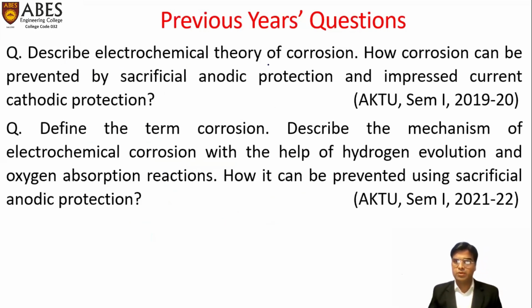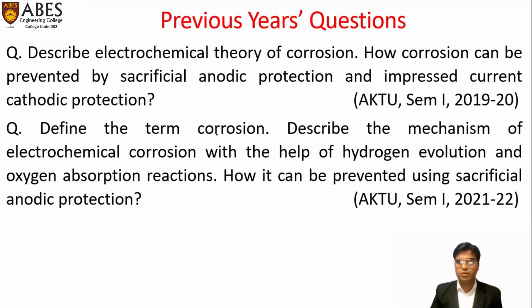Describe the electrochemical theory of corrosion. How corrosion can be prevented by sacrificial anodic protection and impressed current cathodic protection. So sacrificial anodic protection and impressed current cathodic protection will be explained here as the answer. The first part of this question, the electrochemical theory of corrosion, has been discussed in the previous session where we discussed the mechanism of corrosion. The same question is asked in a different language.